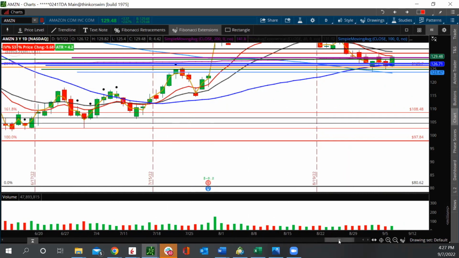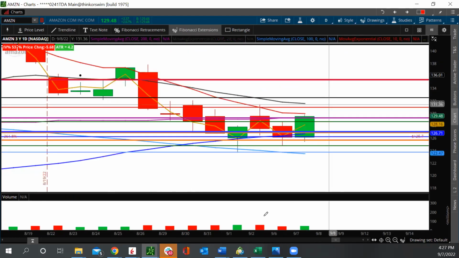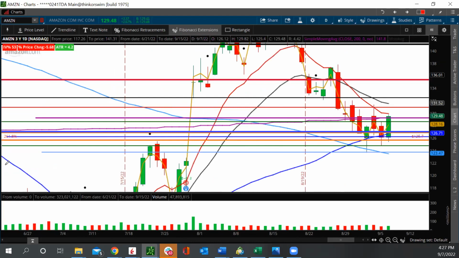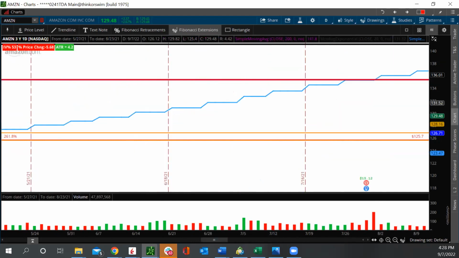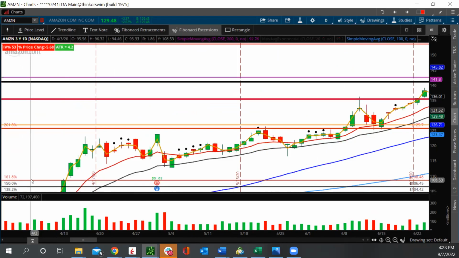Now, current price action is sitting here. Here's that 261.8 level sitting right on top of it. And that's a level that I established from 2020, just using the Fibonacci extensions. So anyway, it's a powerful tool. It's pretty remarkable how it works.